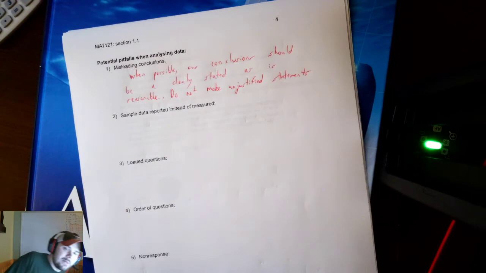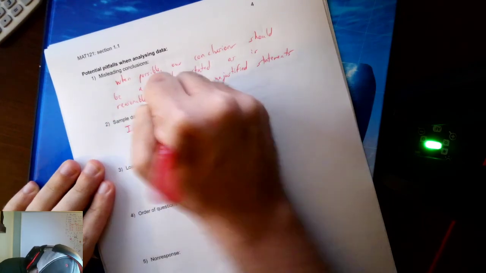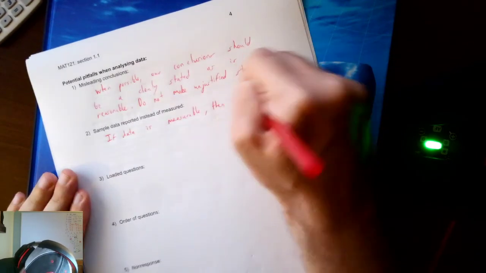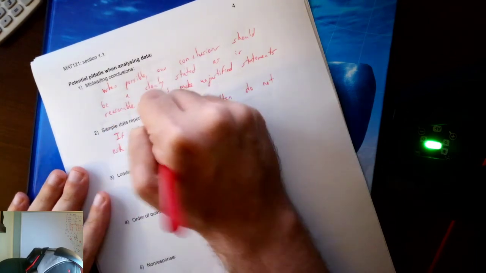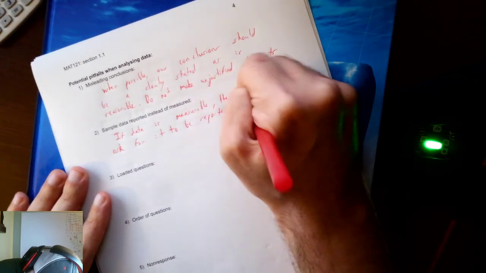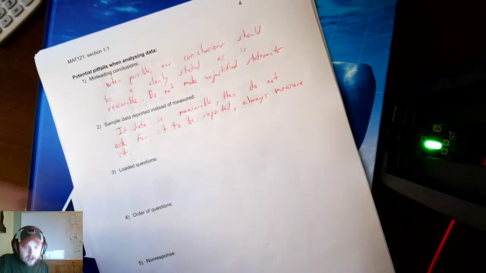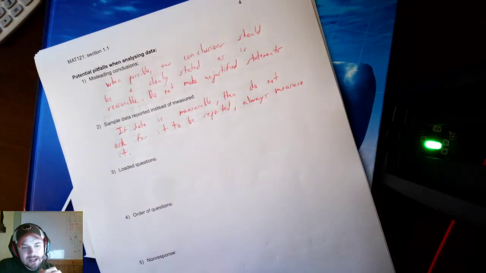Next, sample data reported instead of measured. If data is measurable, then do not ask for it to be reported. Always measure it. A great example of this, let's say you're doing a study on weight, and you want to get a bunch of subjects' weights. What's the best way to get somebody's weight? Is it to ask them or put them on a scale?